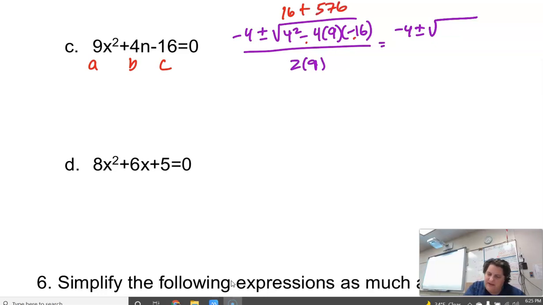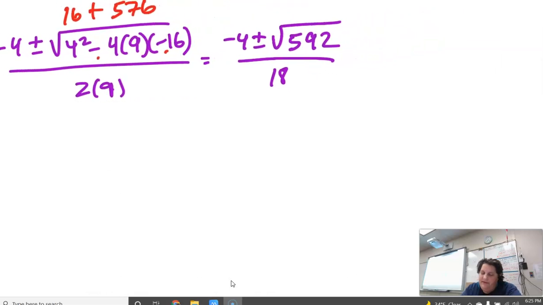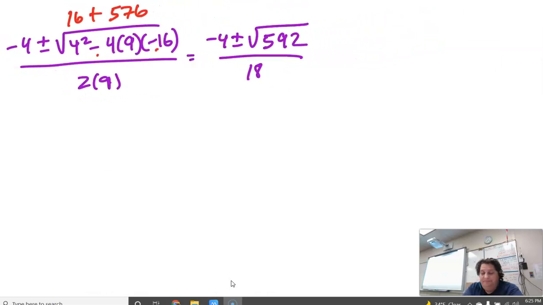576. And if I add those together, I get 592. And I have 18 on the bottom. Okay? That's a big number. And I just think that it's going to reduce. I'm going to go ahead and try it anyway because it can divide by 2. If it's even, you guys, just divide by 2. Get your calculator. Go 592 divided by 2. That's 296. Divided by 2. That's 148.